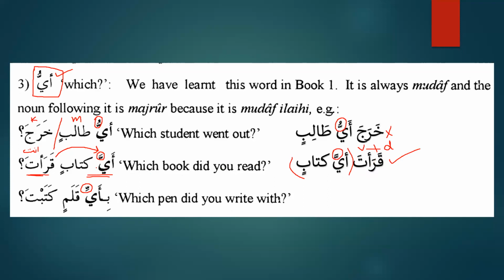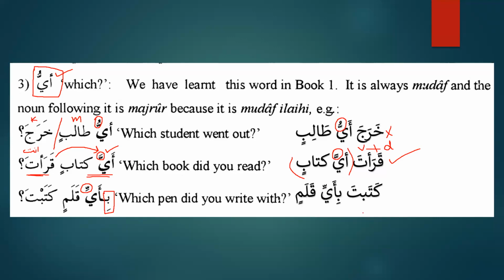Now, because it is a requirement that it should come at the beginning of the sentence, that's why we can see over here it is mansub, and here it is majroor. Why is it majroor? Because of harf jar bi. So it will be bi ayyi qalamin katabta, which pen did you write with?